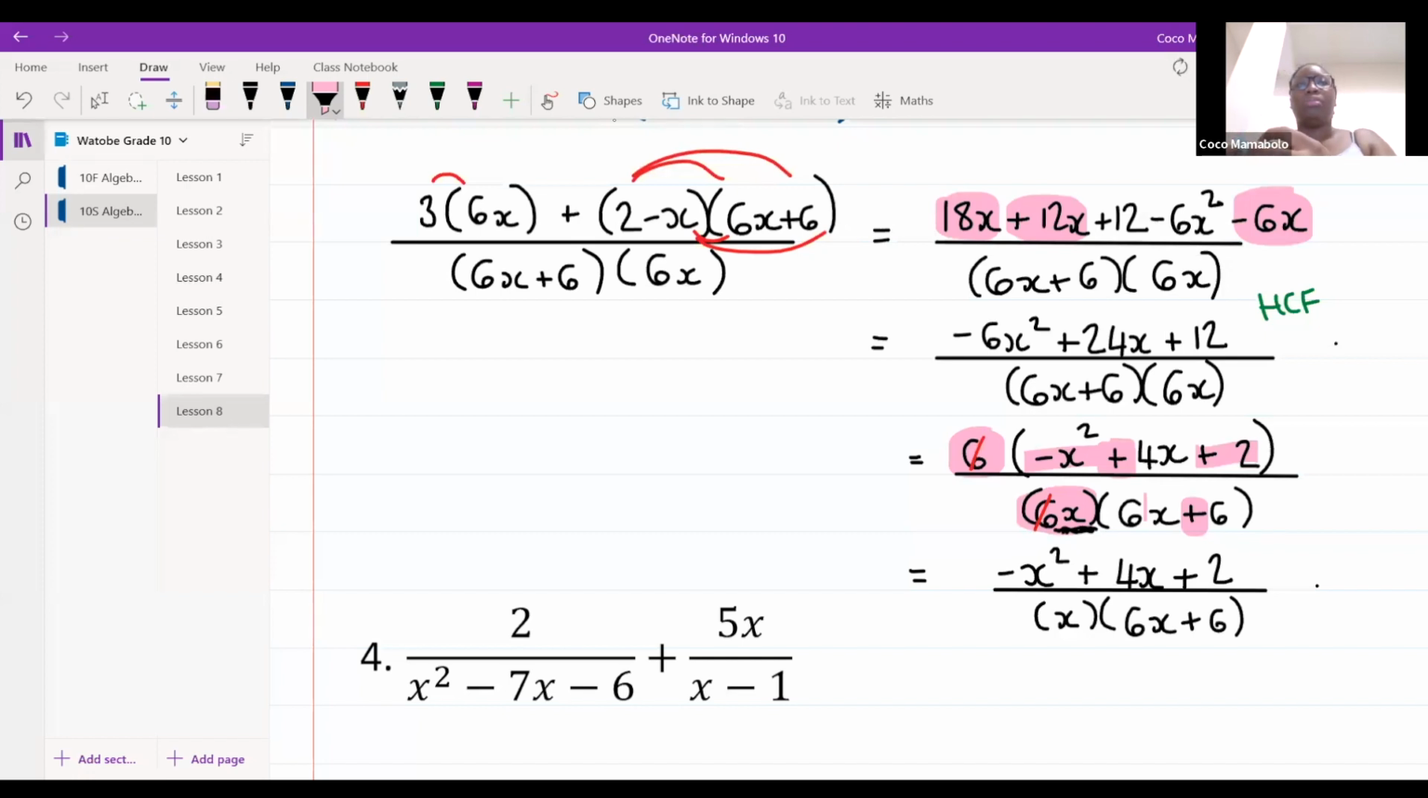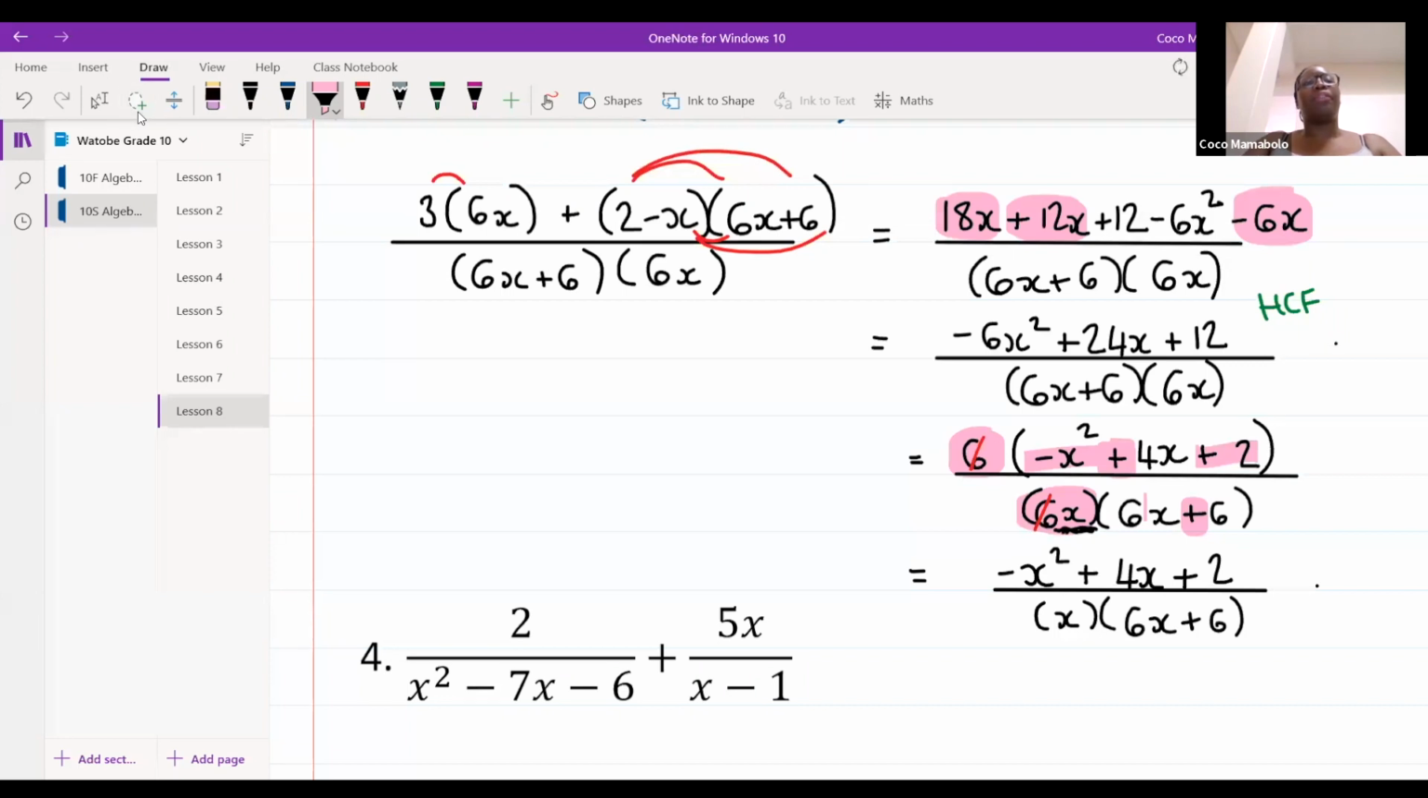Yes, ma'am. This one, on the other hand, because it's sitting on its own and it's multiplying, I can cancel it. But if it's adding and subtracting, I can't cancel. Excellent. I hope that makes sense. All right. I cannot cancel across a plus or a minus. I can only do it if things are multiplying each other.